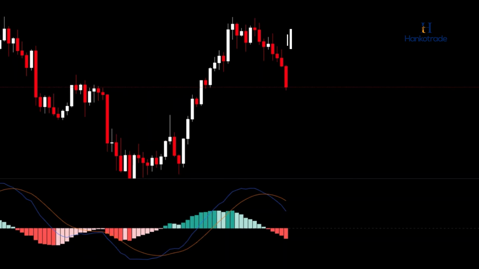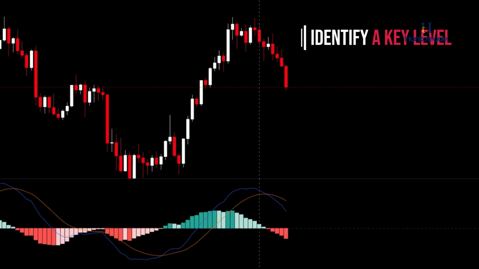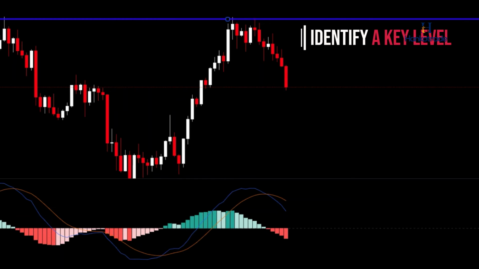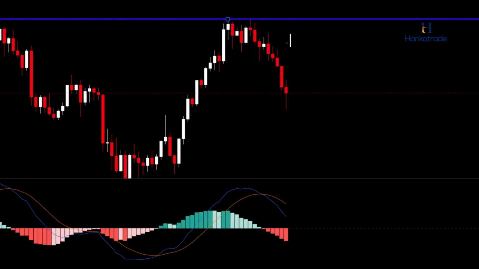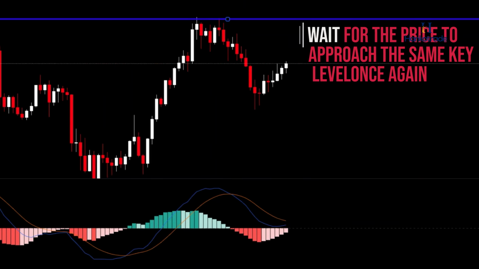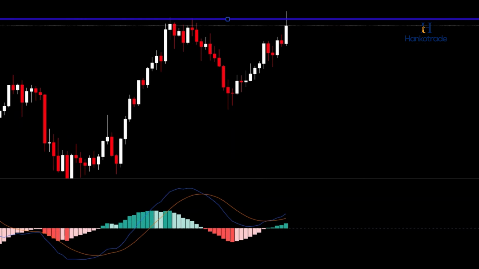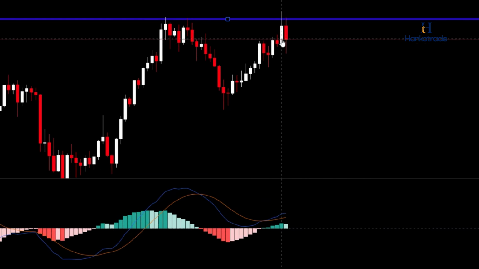The first step is to select a time frame for analysis. In this case, we will use the 4-hour time frame. Next, we need to identify a key level within this time frame. By observing price action, we can determine a resistance level where the price went up, hit, and reversed downwards. Once the price approaches this key level again, we anticipate a downward reversal. However, touching a key level does not guarantee a reversal, as prices can break through.